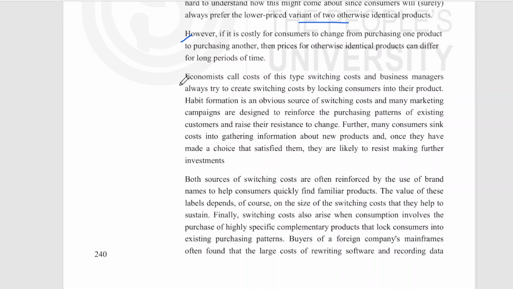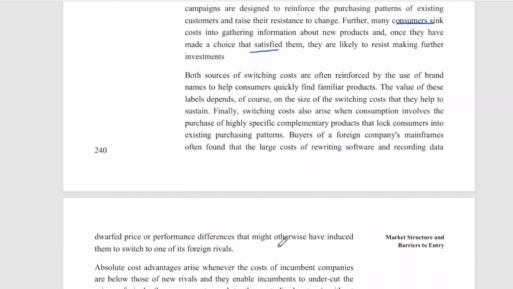Economists call costs of this type switching costs, and business managers always try to create switching costs by locking consumers into their product. Habit formation is an obvious source of switching cost, and many marketing campaigns are designed to reinforce the purchasing pattern of existing customers and raise their resistance to change. Further, many consumers sink costs into gathering information about a new product, and once they have made a choice that satisfied them, they are likely to resist making further investment.